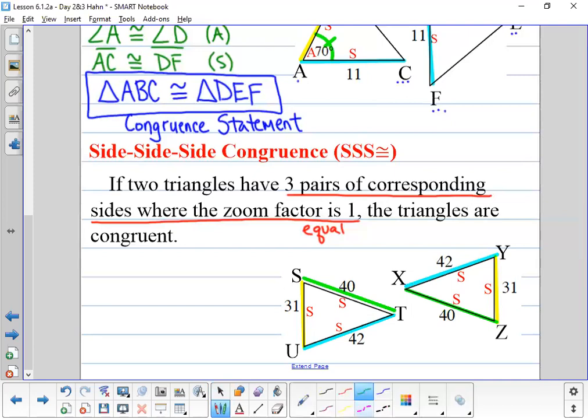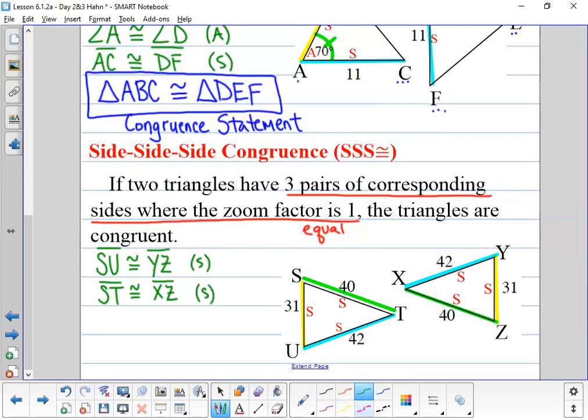So let's write out those 3 facts that are given to us in our diagram. We'll start with the smallest side, SU. So SU is congruent to YZ. Those are both the side lengths that have 31. So there's one of my sides. That's my first S. Then I'm going to say ST is congruent to XZ. That's my second side.